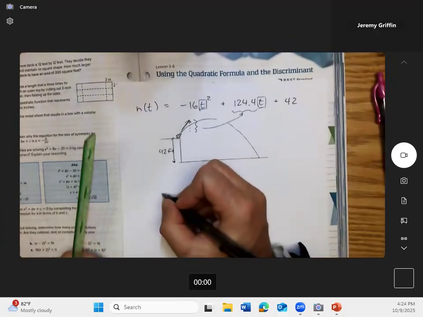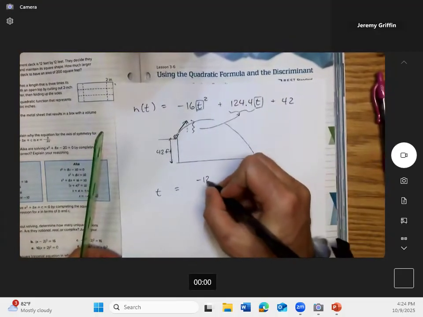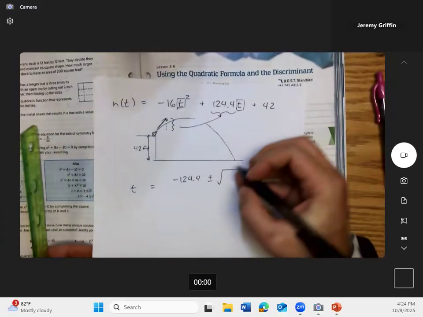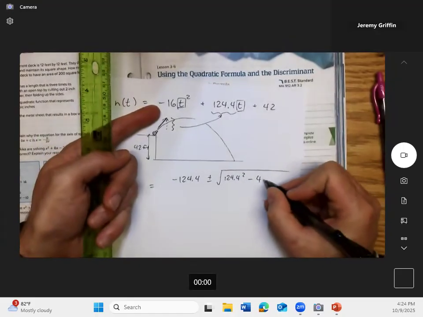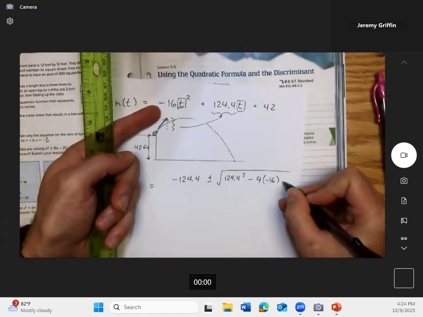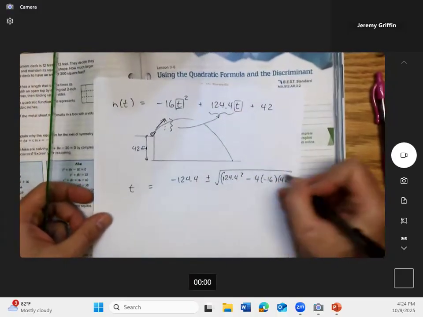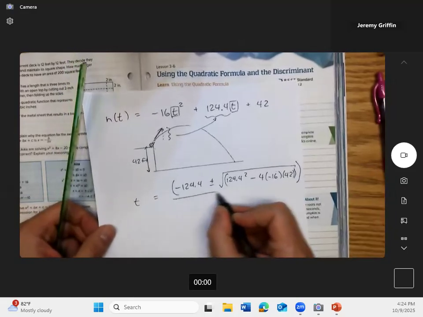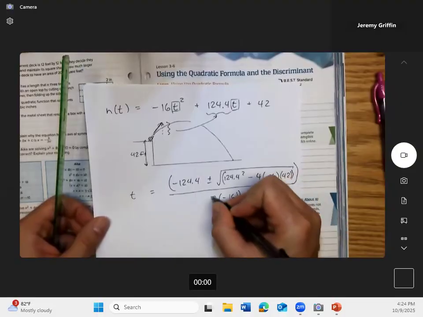Okay? But you can just jump straight to t equals negative b, so negative 124.4, plus or minus the square root of b squared, 124.4 squared, minus 4 times a, which itself is negative, careful about that, and then c is 42. So I have all this underneath the radical, and I'm grouping all this in the numerator, and that's all divided by 2a, so 2 times negative 16.